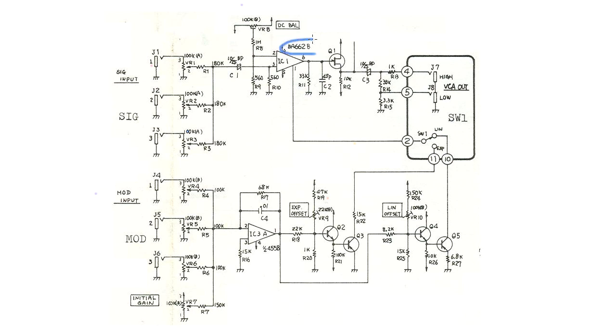Okay, so what about this BA662? So this was a custom OTA produced by Roland. Roland was a large enough company that they could have their own custom chips manufactured. Let's see if we can find a datasheet.